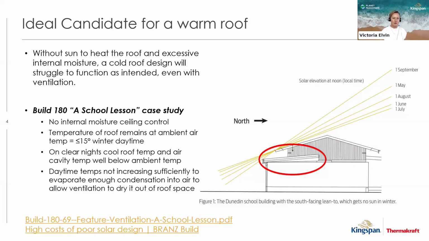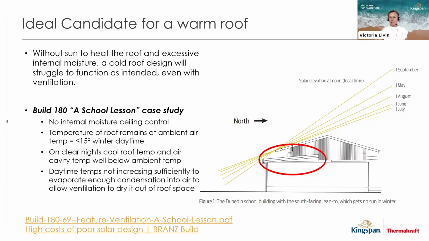Why wasn't it successful? Well, as you see in the image on the right, the solar lines aren't hitting our affected roof for 5 months of the year. So a cold roof design needs sun to warm it up. It gets very affected by the internal moisture load coming through the building. So this is a school environment, so there was no internal ceiling control for internal moisture migrating into that roof space. And you think of a lot of school children coming in and so on, might be wet from the playground. So the roof's getting overwhelmed with moisture.